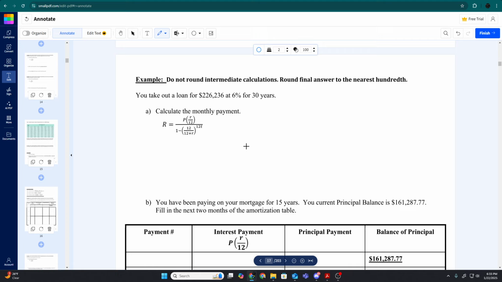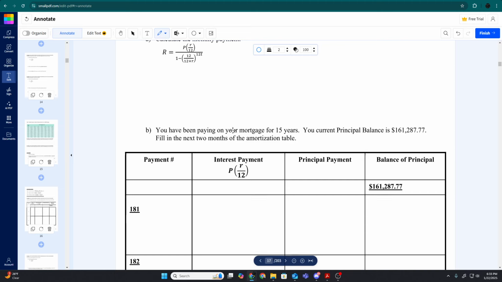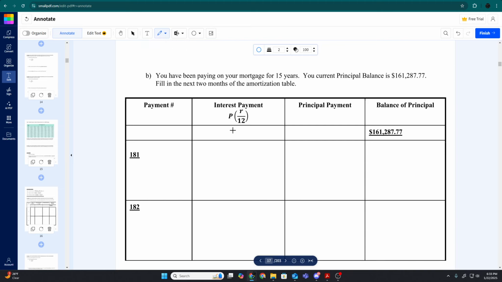Now, if that's our payment, that's going to allow us to figure out how to fill in this table. What's weird about this table is we already paid 15 years of the loan. So what it's saying is you've been paying your mortgage for 15 years, and your current balance at the end of this 15 years is $161,287.77. Can we fill out the next 2 months on the table?